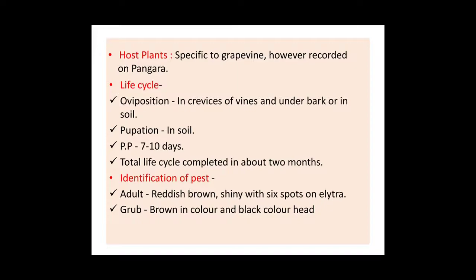The next point is identification of the pest. Firstly, the adult is reddish brown in color and also shiny, with 6 spots on the elytra. Then how to identify the grub. The grub is brown in color with a black colored head.